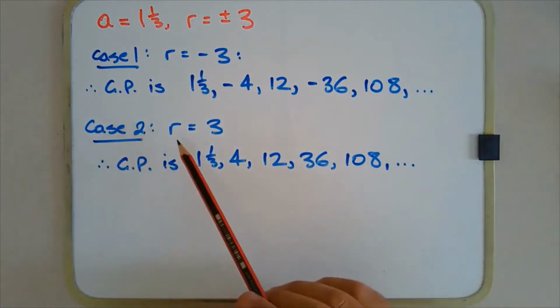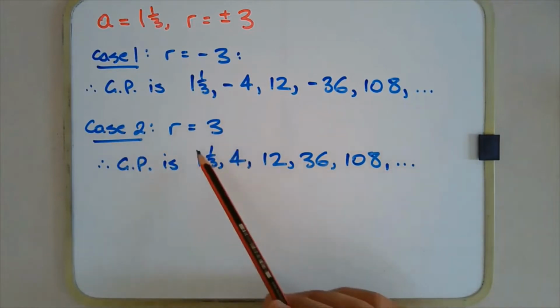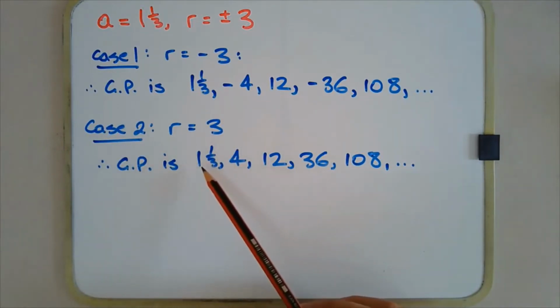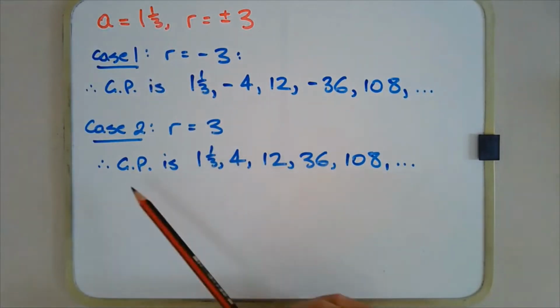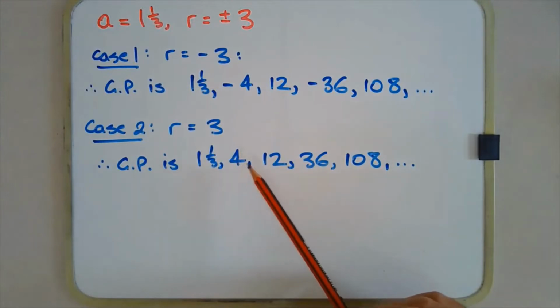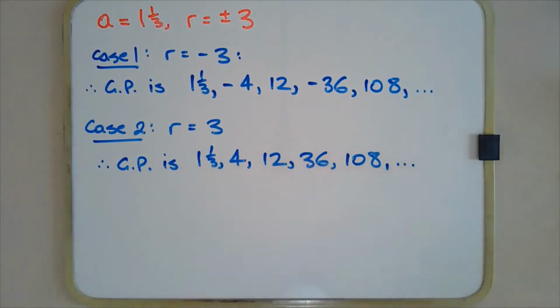Now case 2, r is equal to positive 3. And since we're starting with a positive first term, or positive a, all the terms will be positive. So it's very much like case 1, just all terms positive. So the GP is 1 1/3, 4, 12, 36, 108, and so on.